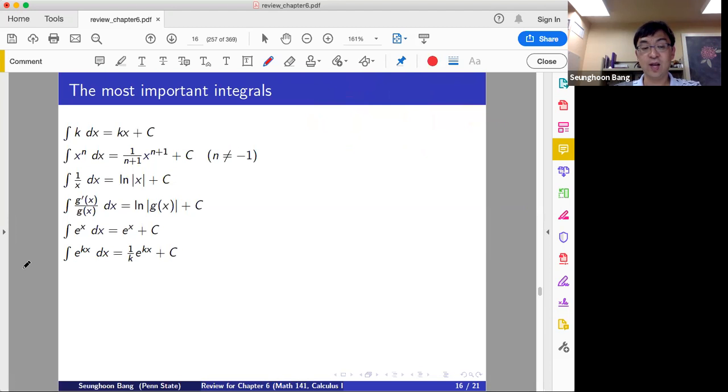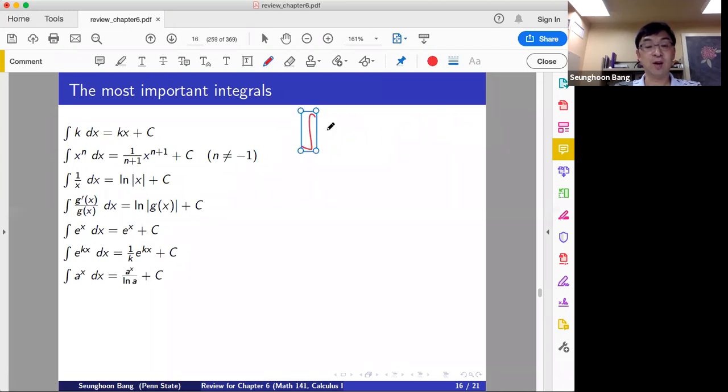Really be careful. What's that? 1 over k e to the kx. One more example is the integral of e to the 5x dx. How can you calculate? 1 over 5 e to the 5x plus c. This is the idea. The integral of a to the x dx is a to the x over ln of a.